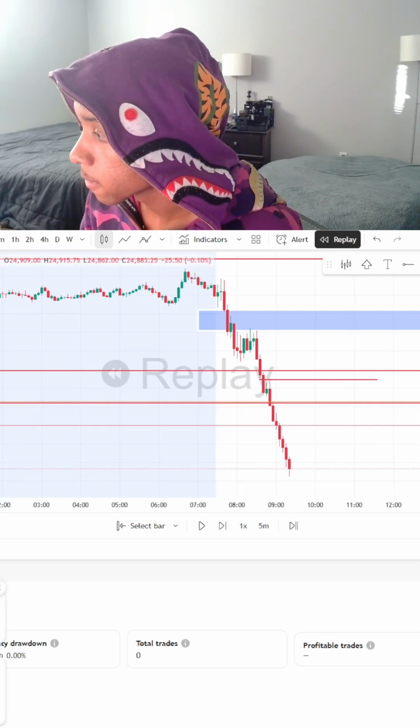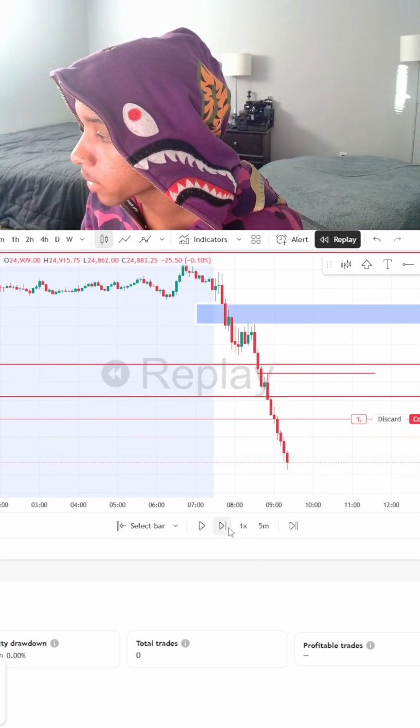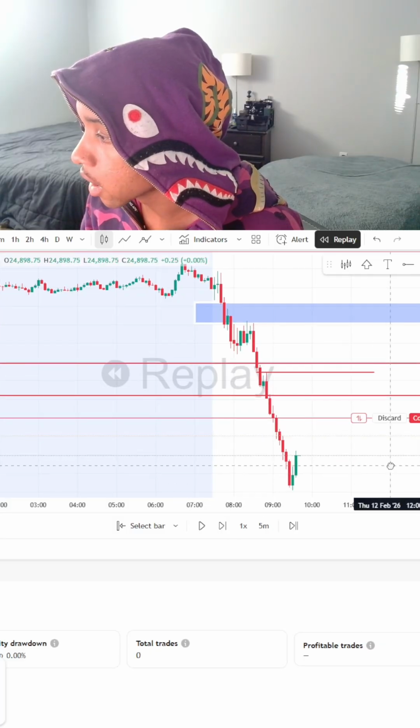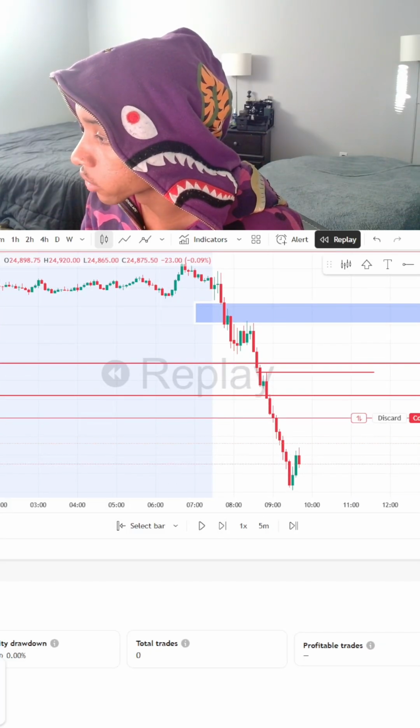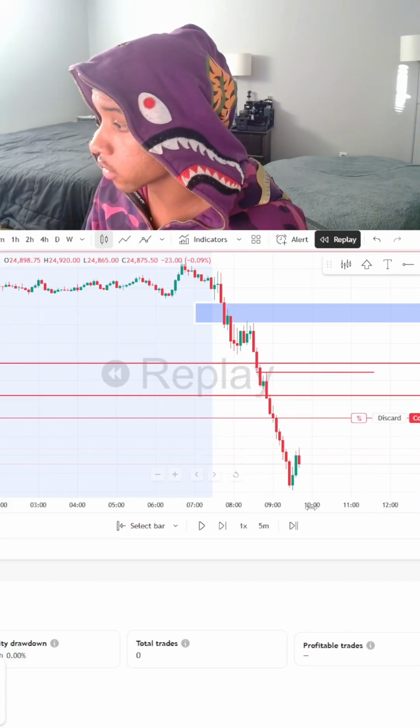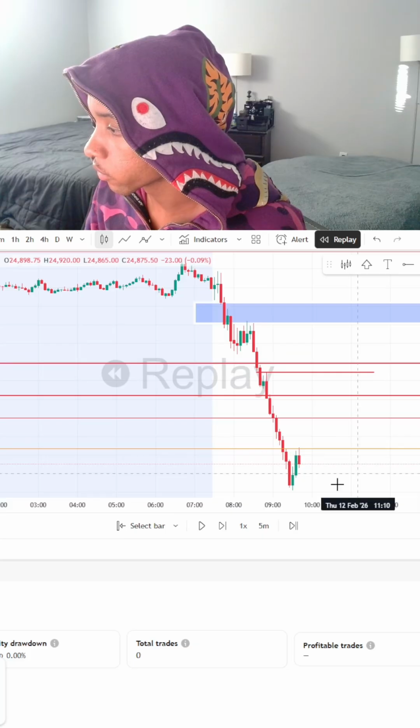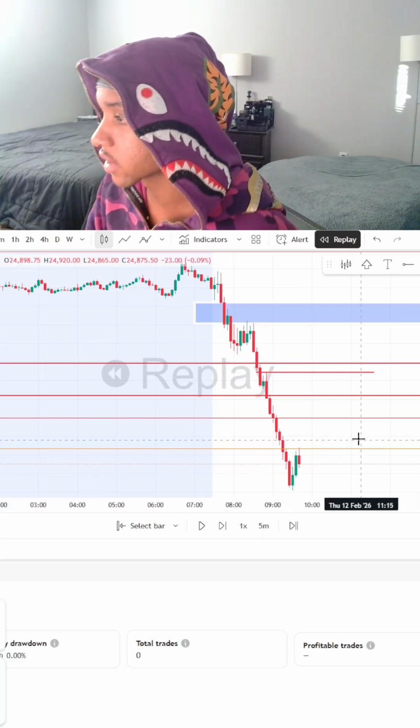Boom. This 5-minute candle closes. You go here. This 5-minute candle closes. You go here. This 5-minute candle closes. So you stay right here. Watch. Then this 5-minute candle closes, so you would have got stopped out about right here.